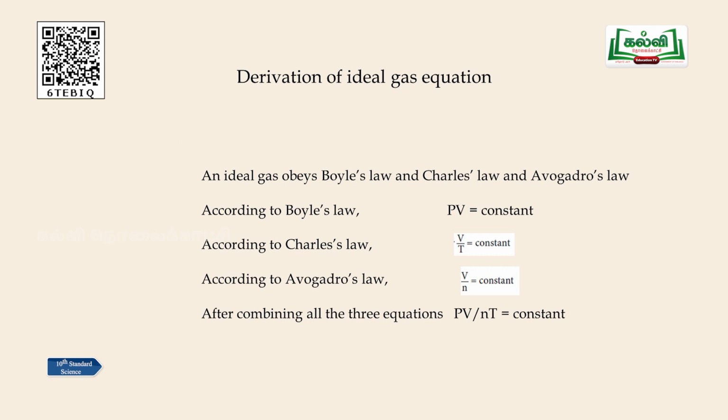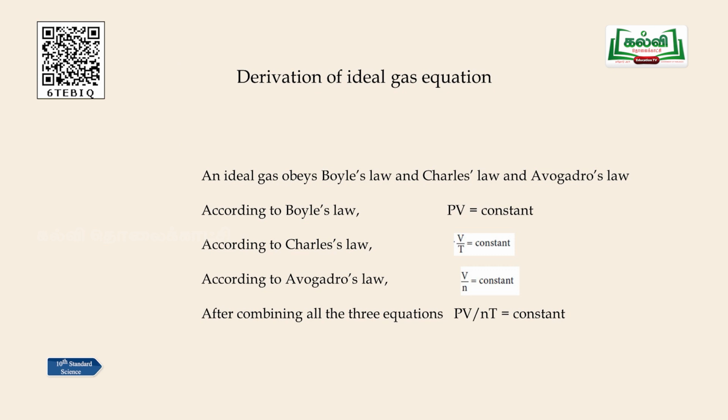So how shall I combine? You take all the variables. You can see pressure and volume are in the numerator, and temperature and number of atoms or molecules are in the denominator. So according to this, without repeating the variables, you take them once. When you combine all these three equations together, we form a new equation which is PV divided by NT is equal to a constant.